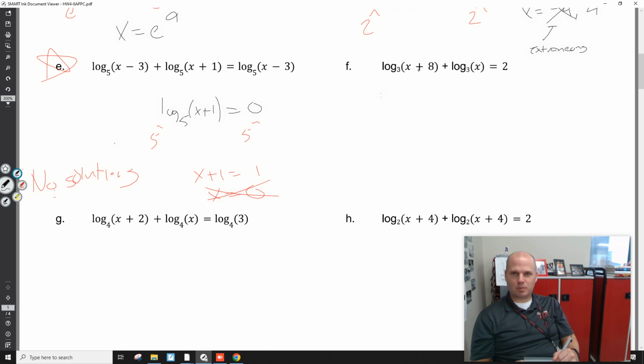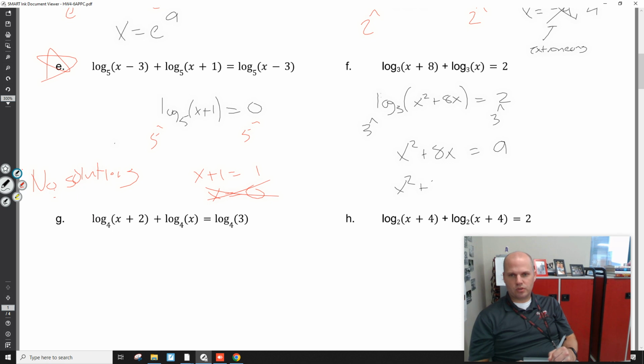Log base 3 of x plus 8 plus log base 3 of x. Can't just take 3 to the power of both sides. I'd use log properties to rewrite this as log base 3 of, I'm going to go ahead and multiply the x by the x plus 8, x squared plus 8x equals 2. I will now take 3 to the power of both sides to get rid of the log base 3. I get x squared plus 8x equals 3 squared, which is 9.